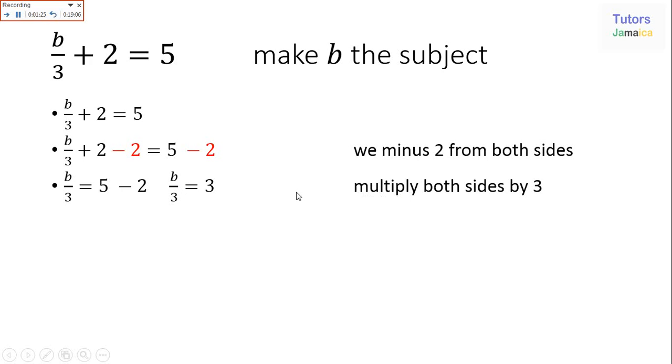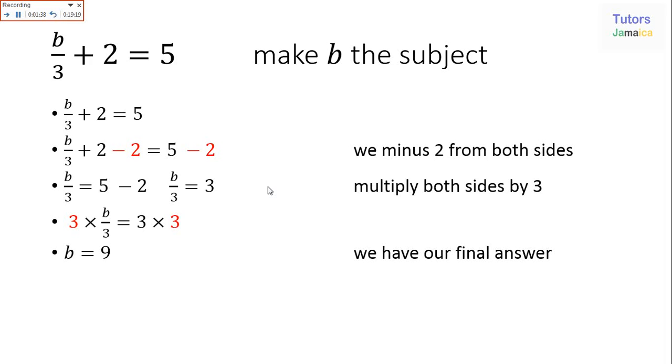But we have to multiply both sides by 3. We can't just multiply the one side. So we multiply both sides by 3 to maintain equilibrium. After multiplying both sides by 3, we get B is equal to 9. So we have our final answer. Did you get that? So we are moving on to the next question.